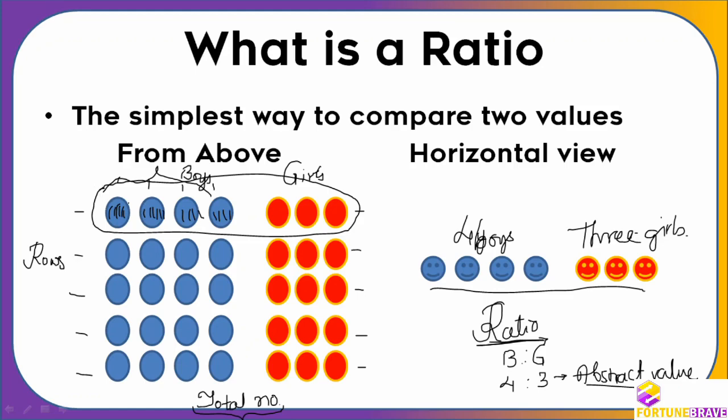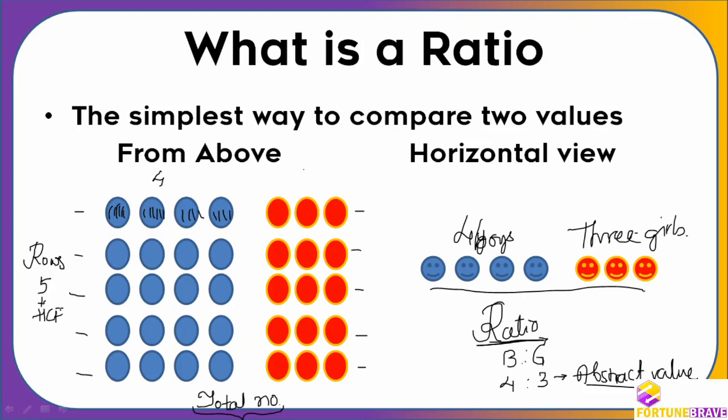Okay, so if I see this, I'm just going to remove this so that we'll be able to see it in a different way. Okay, so if you see this, how many are there? Total number of boys, if I want to count, I'll be able to say these are 4. 4 into how much? 4 into 5 rows. And this is your HCF, my dear friend.